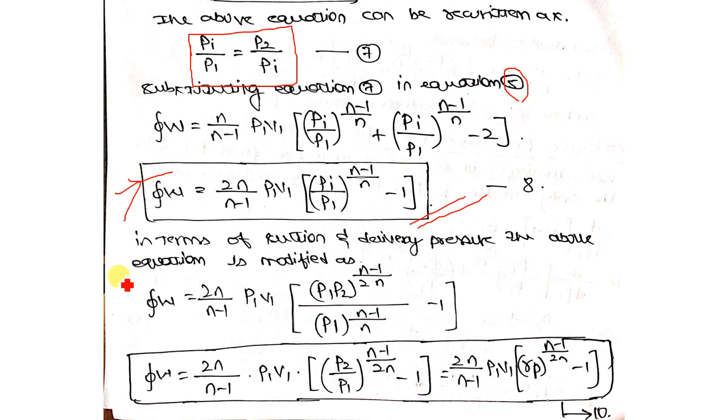If your Pi value is the square root of P1 and P2, then only you can use this expression. Next, this is in terms of intermediate pressure. You can even modify this expression. Pi is the square root of P1 and P2. So Pi, I can write as P1 and P2 whole to the power of 1 by 2.